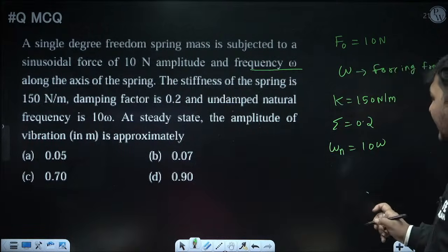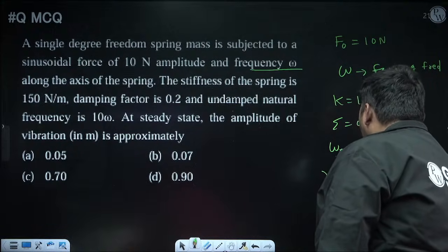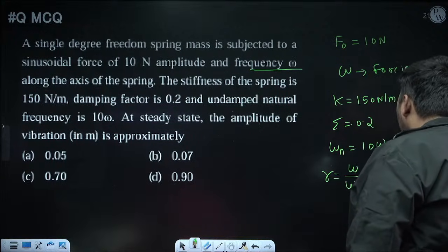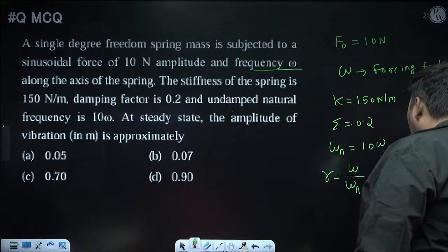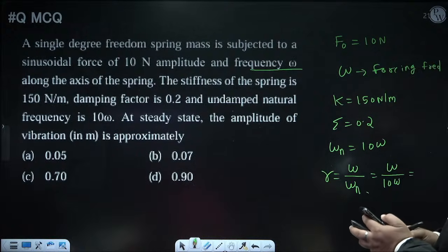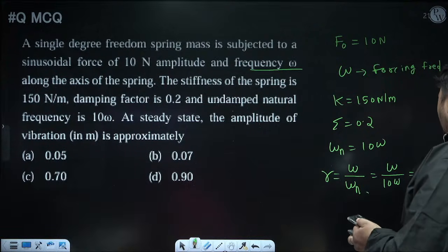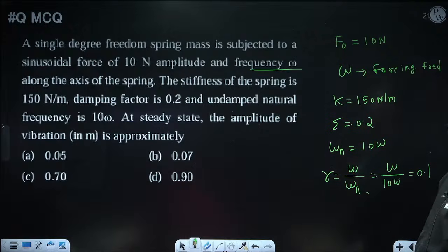So now I can calculate the frequency ratio also. Because we know frequency ratio R is omega by omega n, and omega is forcing frequency, which is already omega, and omega n is natural undamped frequency, which is 10 omega. So indirectly the frequency ratio R is given. It is omega divided by 10 omega. So it is coming 0.1. So the value of R is given. So here both R and zeta are given indirectly.